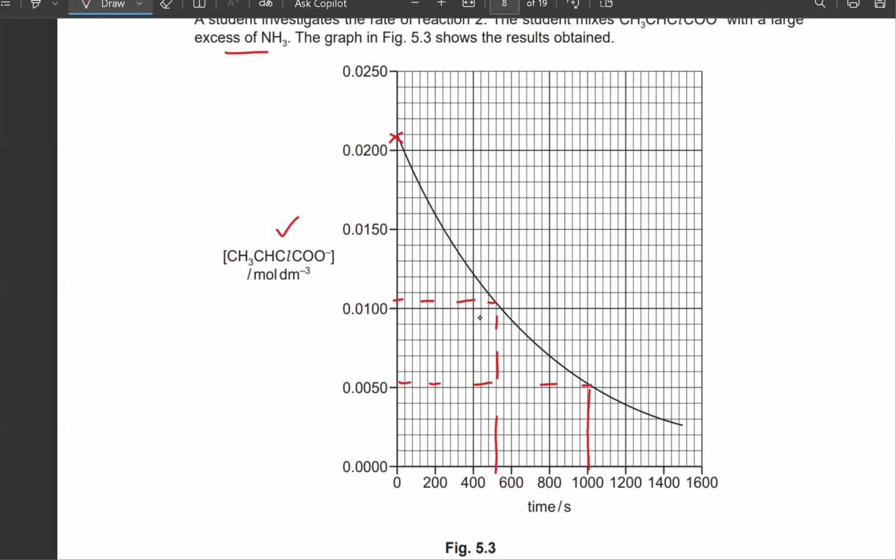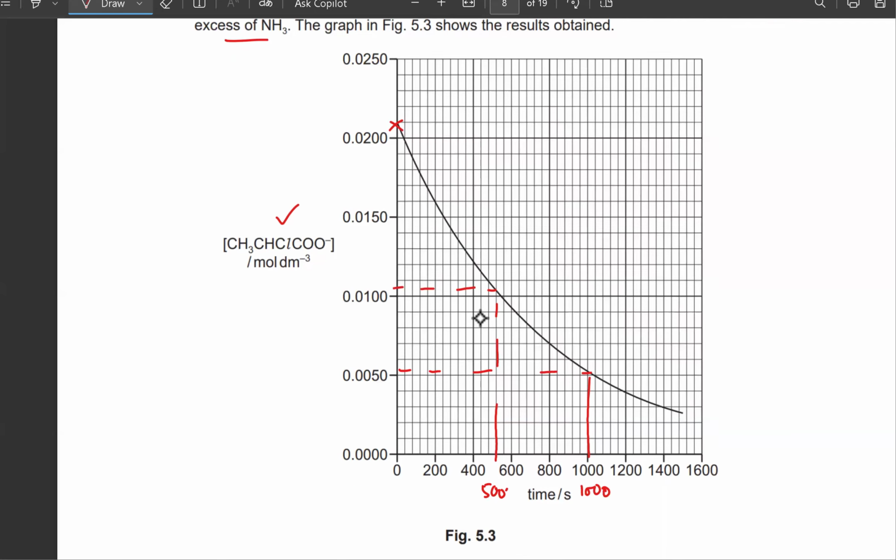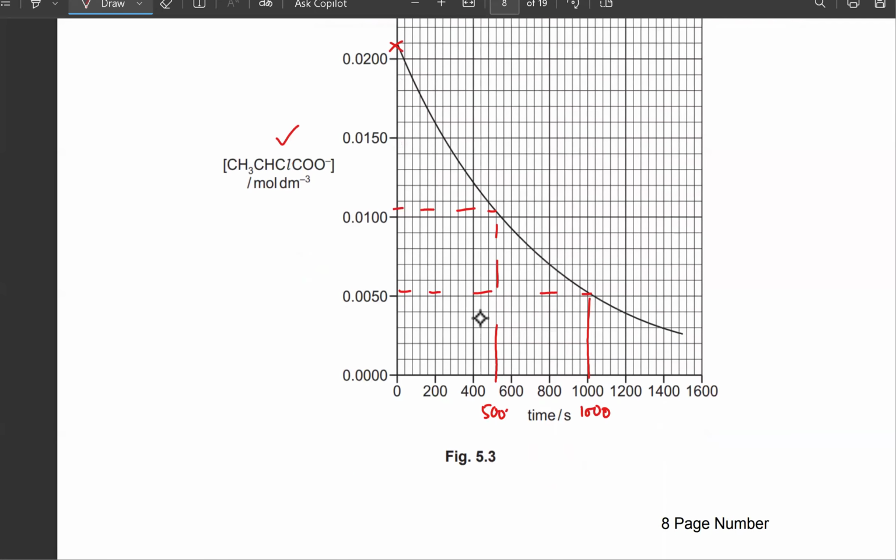I made a rough diagram, but this is somewhere in the middle. That's 500, and that is going to be something slightly greater than 1,000, right? So it's not doubling, but it's constant half-life, right? It's 500 for the first, 500 for the second one. So this means the rate of the reaction with respect to this one is order one. Is that clear?